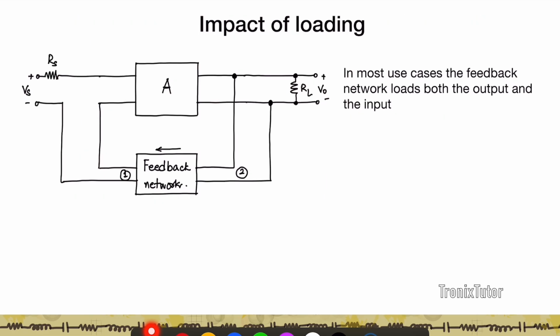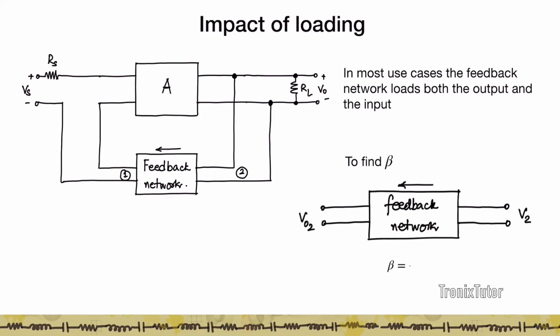Now let's look at what happens because of loading. So previously we've looked at cases where this beta network is not loading, right? But in reality, when we use a circuit, this circuit will have its own input resistance and output resistance. If I look at this, I have a signal flow that flows in through this node 2. So this feedback network presents an input resistance to this node here, and this feedback network also presents an output resistance to this circuit here, right? And so what you see here is that the feedback network loads both the input and the output by its input resistance and its output resistance, right?